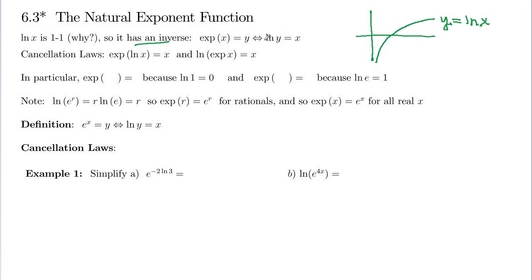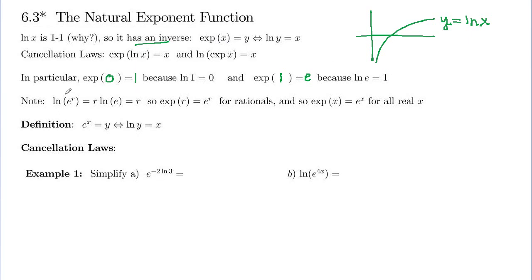Well, if this is the inverse, then the cancellation laws have to work. So if you do the exponential of ln of x, you should get x back again. Or if you do ln of exp of x, you should get x, both orders. In particular, if you do exp of 0, you have to get 1, and that's because log of 1 is equal to 0. And exp of 1 has to equal the number e, the base for the natural logarithm, and that's because ln of e is equal to 1. So that's just using this statement.